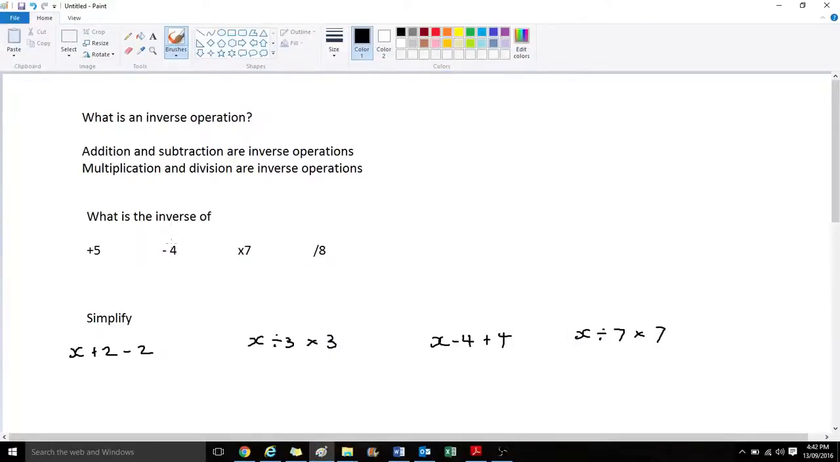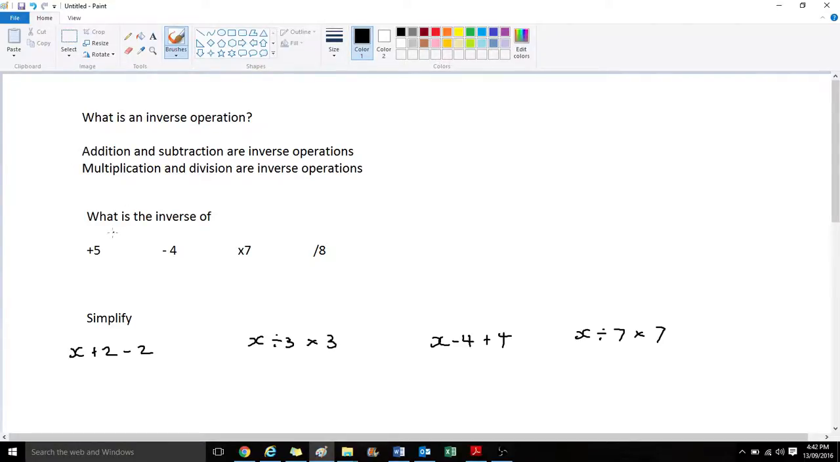Welcome. We're going to look at what is an inverse operation today. So basically it just means the opposite. So addition and subtraction are inverse operations. Multiplication and division are inverse operations. So those are the definitions that you want to copy down.